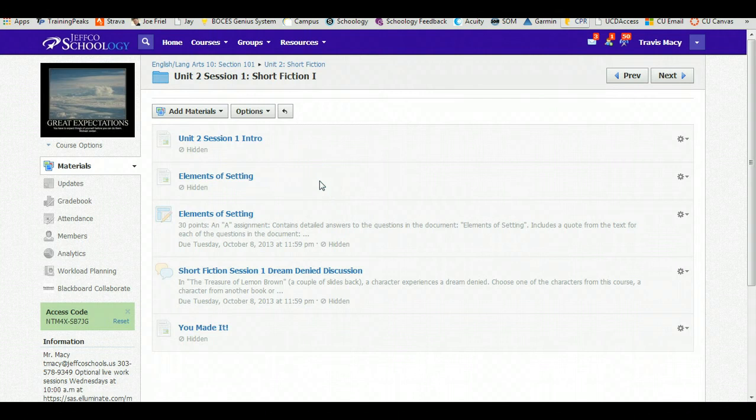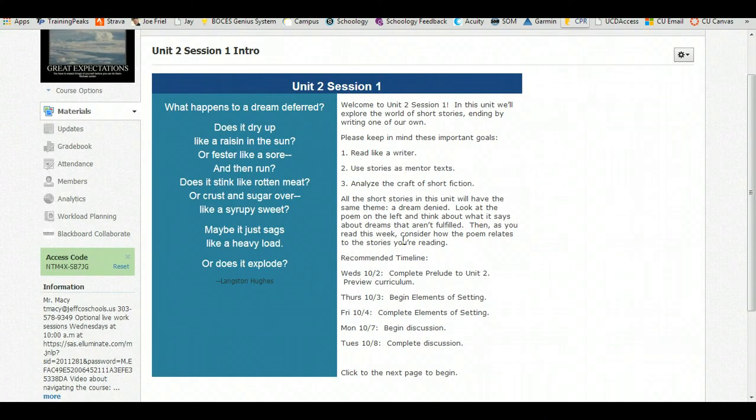And here we are, Unit 2, Session 1. Guys, you can see it's a little bit shorter. There's not a whole lot going on this week. You've got the prelude plus this elements of setting assignment and the discussion. So not a ton going on, but it's still enough work that you don't want to do it all at once. But I tried to space it out a little bit since you guys just finished that essay, to have a lighter week.